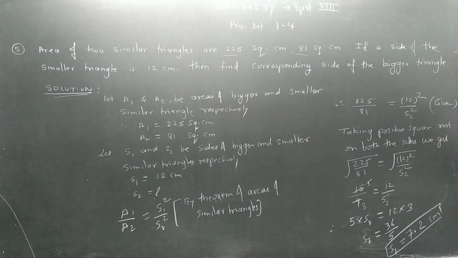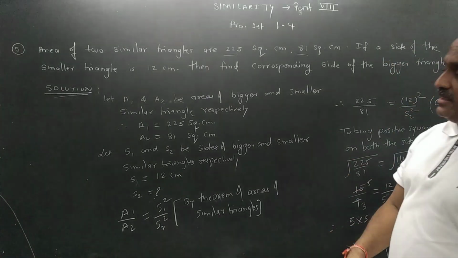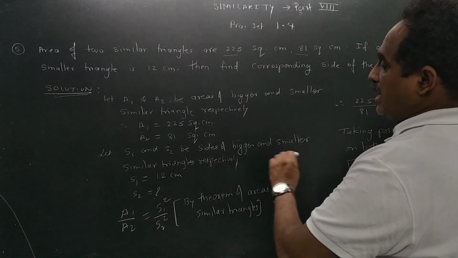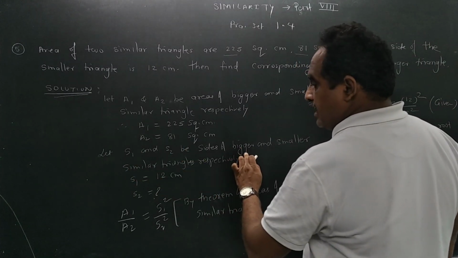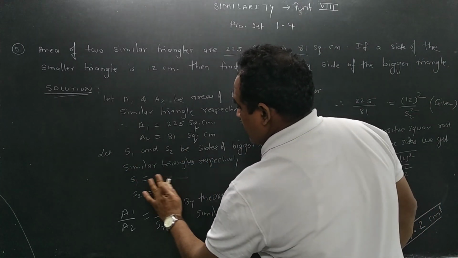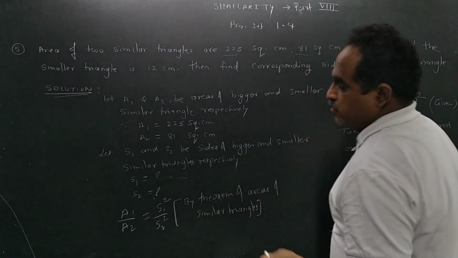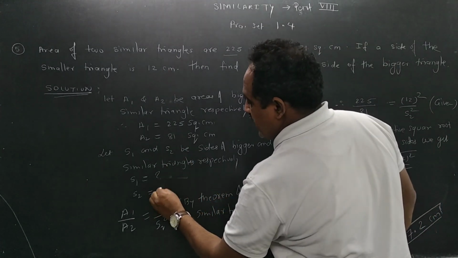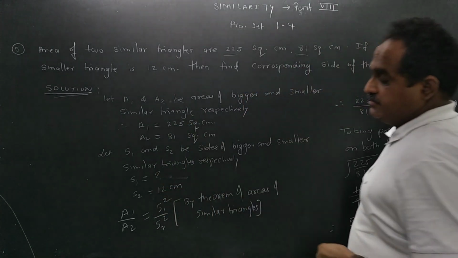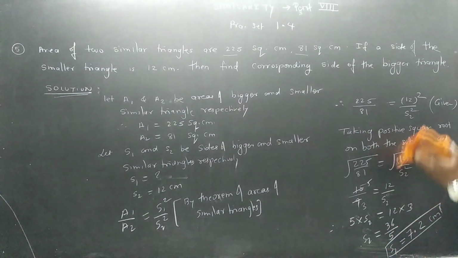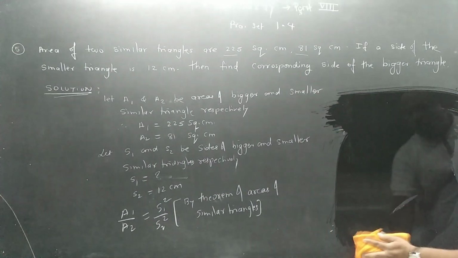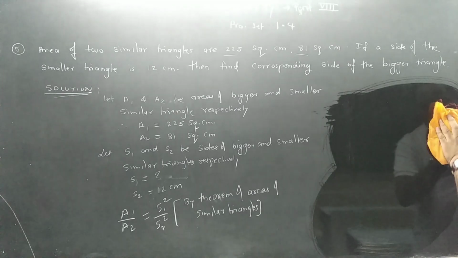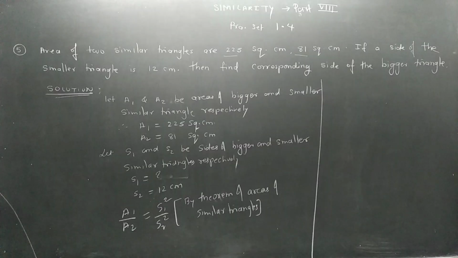I think we had made a mistake: a side of the smaller triangle is given. तो हमने तो लिया था S1 is bigger, so ये value नहीं है. We have to find out S1, and S2 दिया है 12 centimeter. That was a mistake made by me, so this will be cancelled. We'll do it once again. Okay, see now. See what mistake we had made.